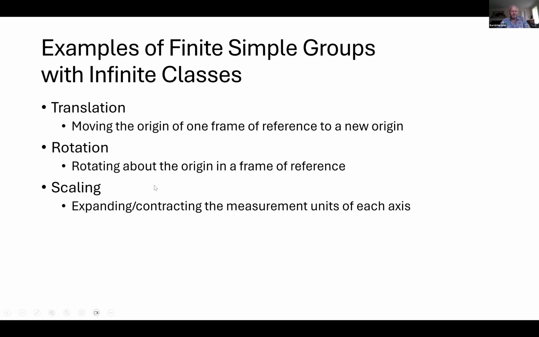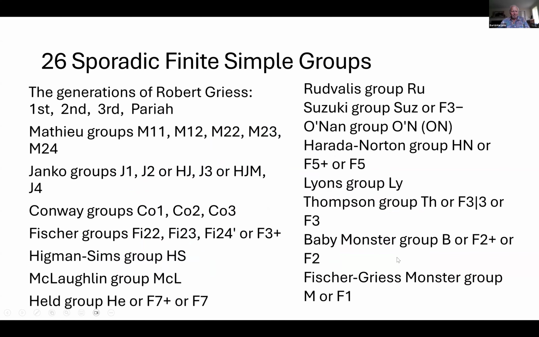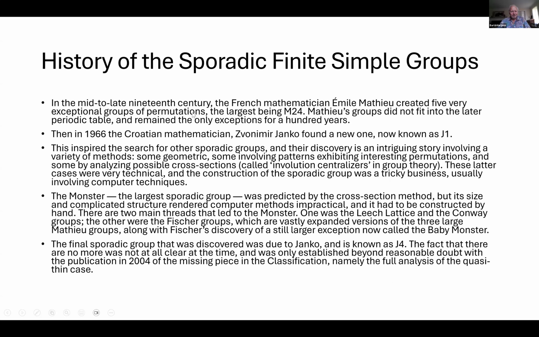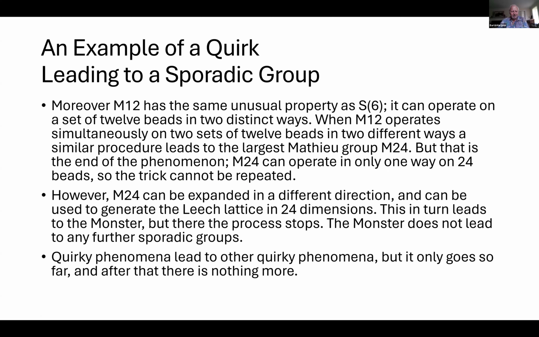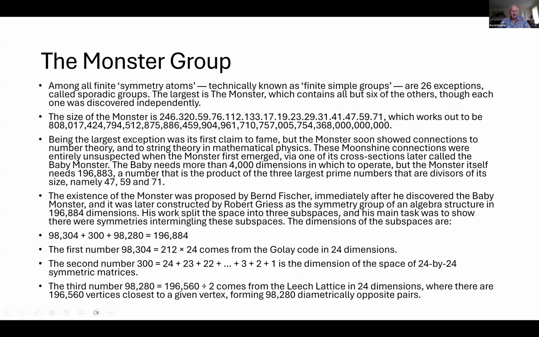The examples we gave before of the finite simple groups are these. There's others. For the sporadic finite simple groups, there's a whole series. All of them are named here, so you can see. And the history of this is that in the mid to late 19th century, Mathieu did this, Janko then did his thing, and then the rest followed. We gave you an example before of this quirk that leads to these sporadic groups. And so it goes. There's nothing to say about it other than they're just quirks. They don't lead to anything more. They're a dead end.